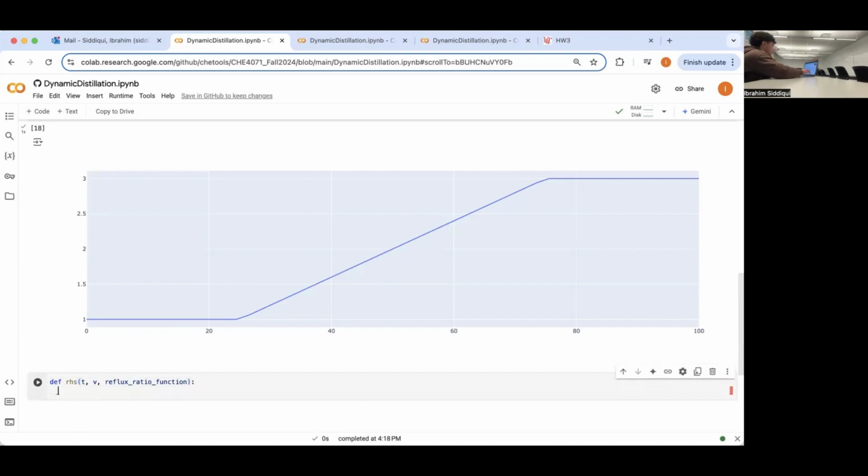Okay. We also want to set this value of our reflux ratio. So we're going to set it as R, and R is going to be equal to this reflux ratio function as a function of t. So reflux ratio as a function of t. Let's go ahead and write that out. Ratio function as a function of t. All right, so that looks good.